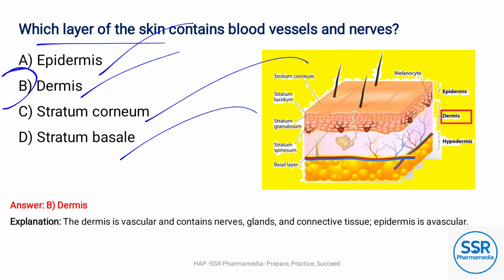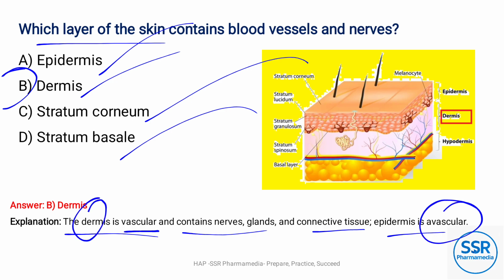Option B is the answer. The dermis is vascular and contains nerves, glands and connective tissues, and the epidermis is avascular. So the dermis is vascular, the epidermis is avascular. Blood is present in the dermis and the epidermis does not have blood. It's avascular.